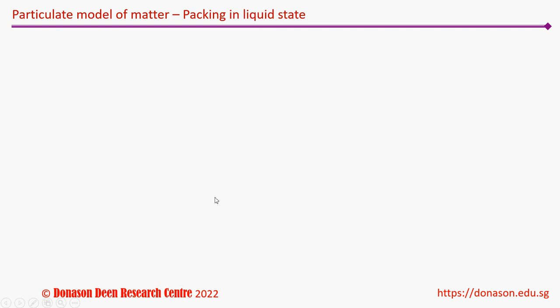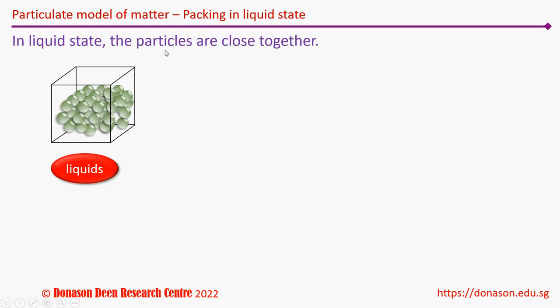Let us now examine liquids, okay? Packing in liquid states. In liquid states, the particles are still relatively close together, and that's why we can see liquids like liquid water or whatever, right? So in liquids also the particles are considered close together.